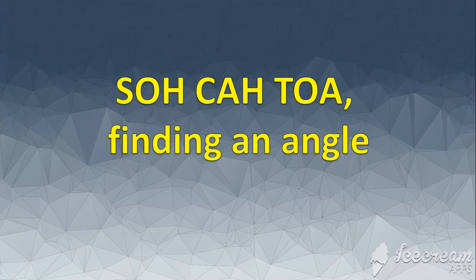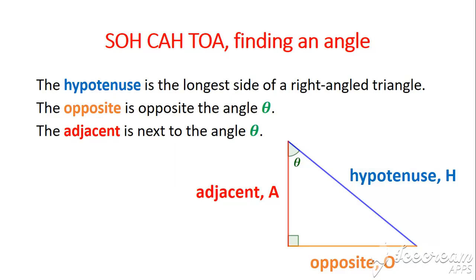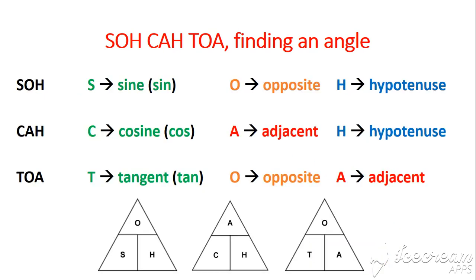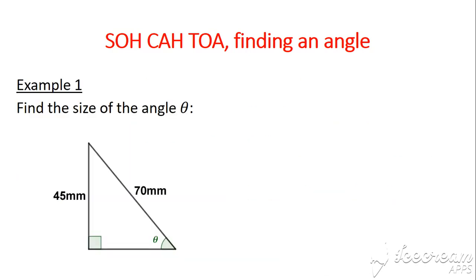We are now turning our attention to using SOHCAHTOA to find an angle. Right, recap on the hypotenuse, opposite and adjacent sides, and a quick reminder of what the mnemonic SOHCAHTOA means. Right, straight into an example.